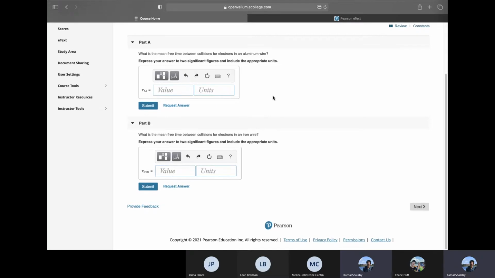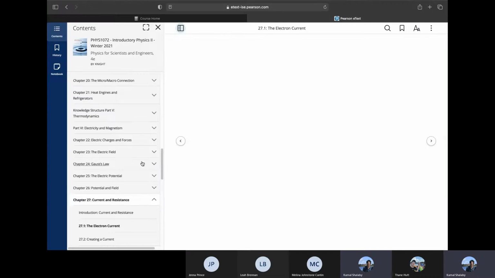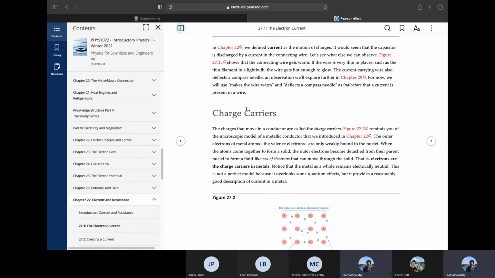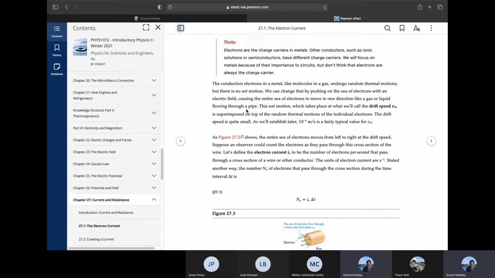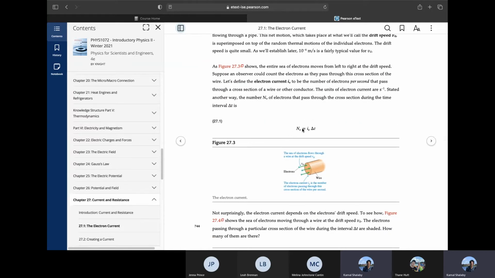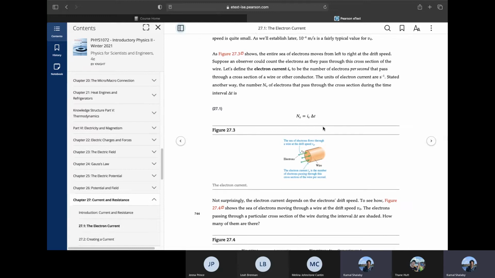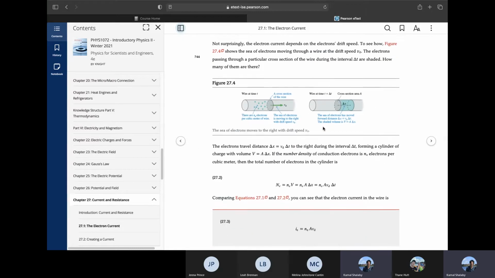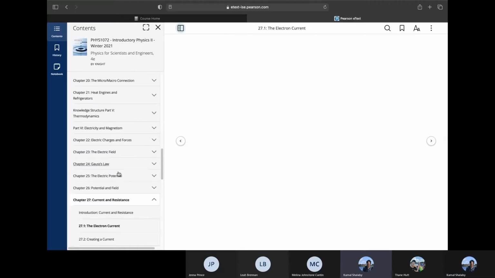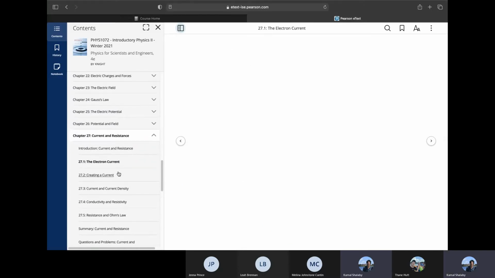I would take that as a no. Okay, so we can just go and look them up, and see what equations we have and what equations can help us. So the total number of electrons is equal to the electron current multiplied by time. Makes sense. I don't think we would need that. What is the mean free time between collisions for electrons in aluminum wire? From where do they give you those questions?